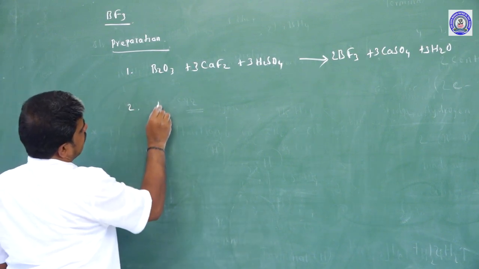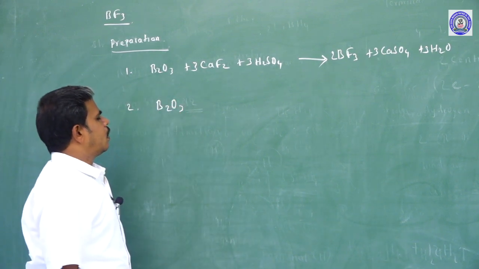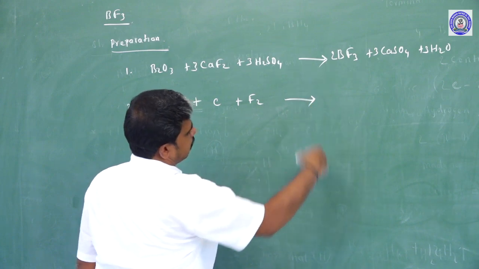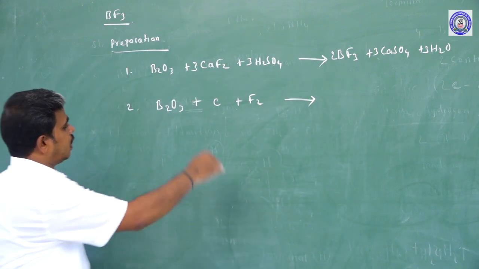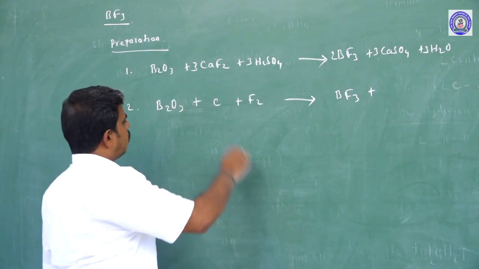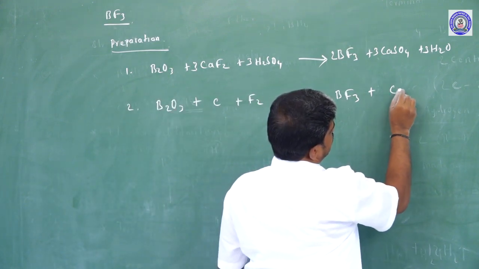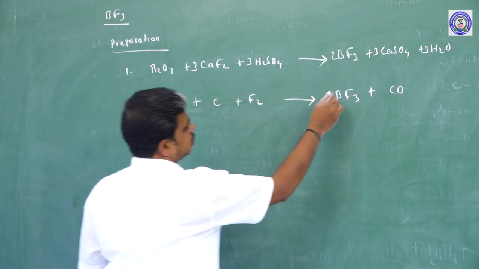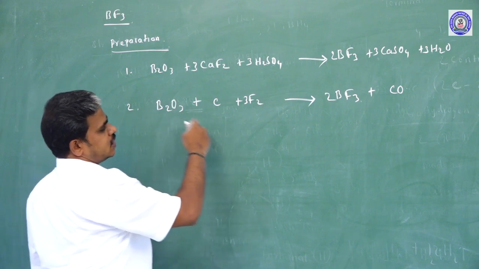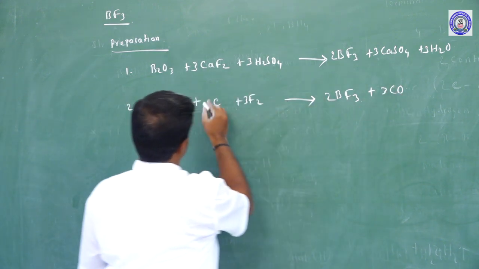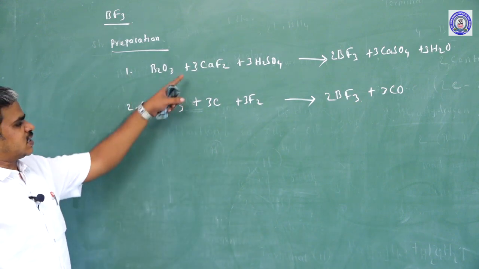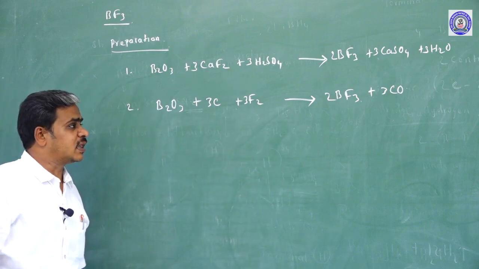Then the second one: the same B2O3, boric anhydride, is reacted with carbon and fluorine. Then it gives BF3, boron trifluoride, and carbon monoxide. Now 2 boron, so 2, and fluorine is 6, so it is 3, and oxygen is 3, and carbon 3. So B2O3 is reacted with calcium fluoride or carbon and fluorine, and we are getting BF3.